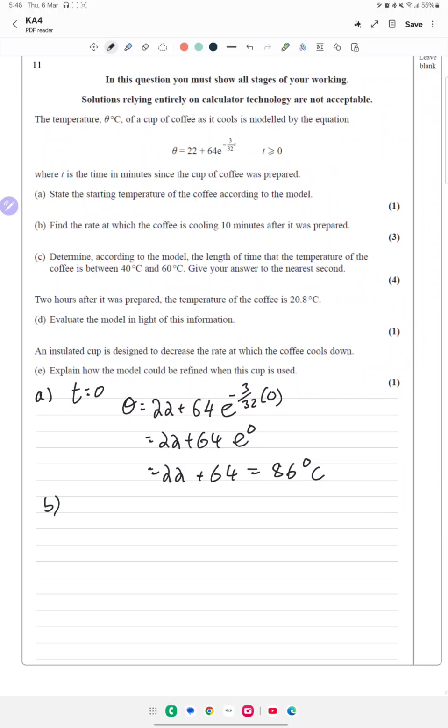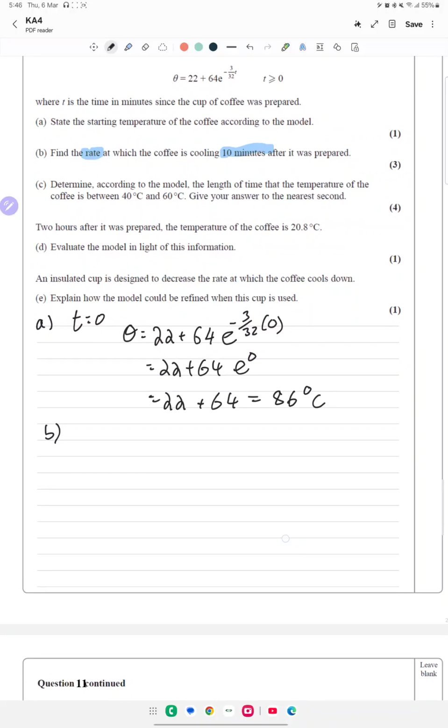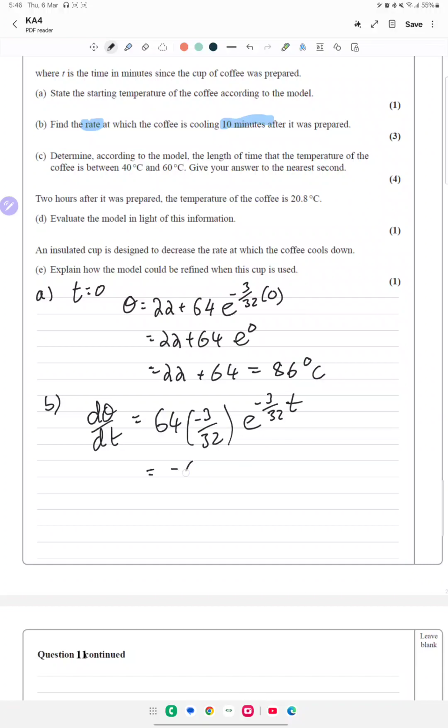Okay. Part B, find the rate at which the coffee is cooling at 10 minutes. Now, the second you see rate, we need to differentiate. So the 22 is going to disappear. We're going to times that minus 3 over 32 down, but the rest stays the same. So that's going to be minus 6e to the minus 3 over 32t.